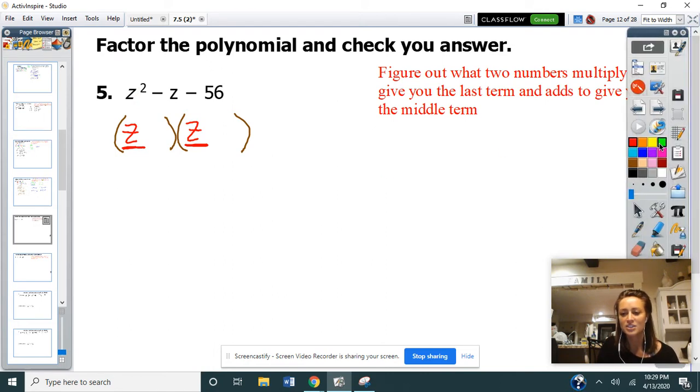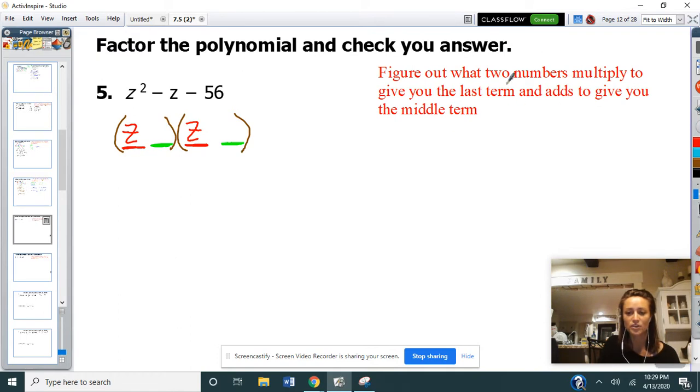And then the last terms that go here and here, remember, we have to figure out the 2 numbers that multiply to give me the last term. In this case, our last term is negative 56. And they add to give me the middle term. Now, what is that middle number there? It's not z. Z is not a number. There's an automatic 1 there. I did that on purpose so that you can remember that rule.